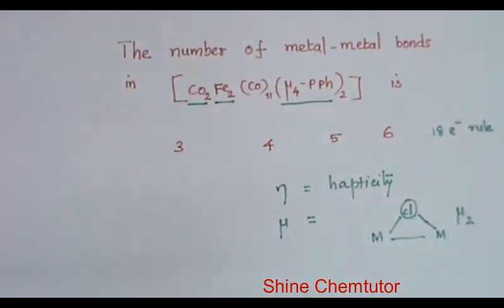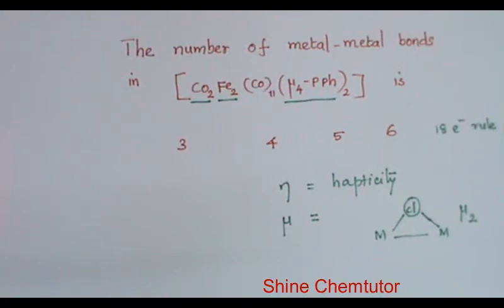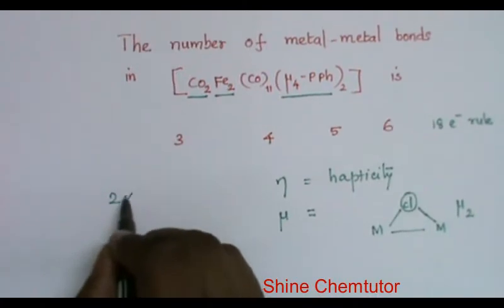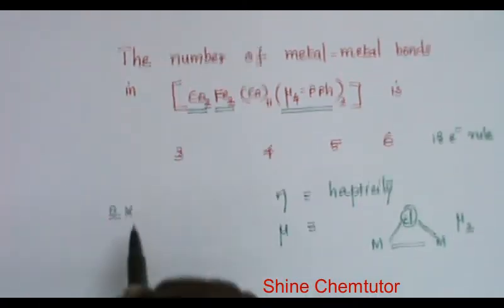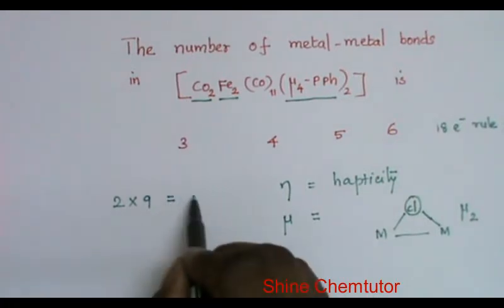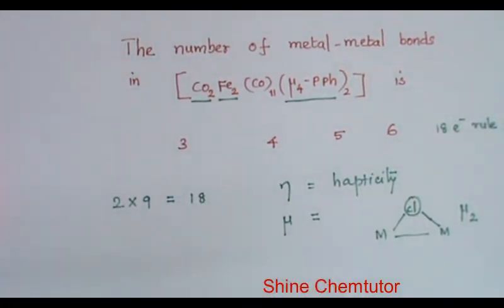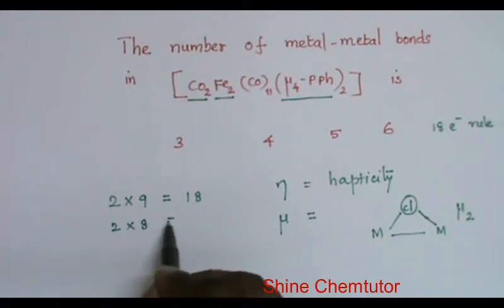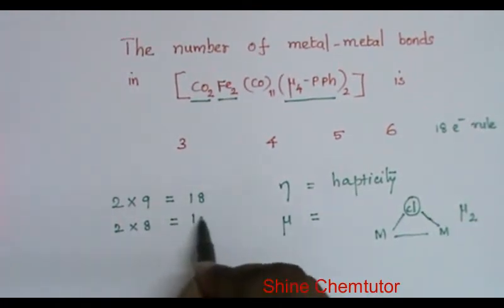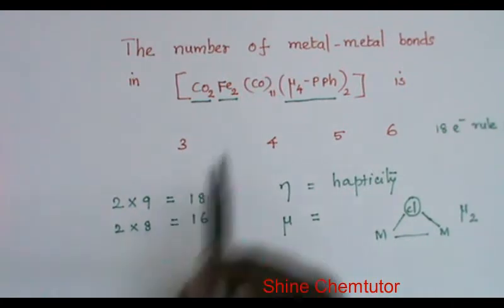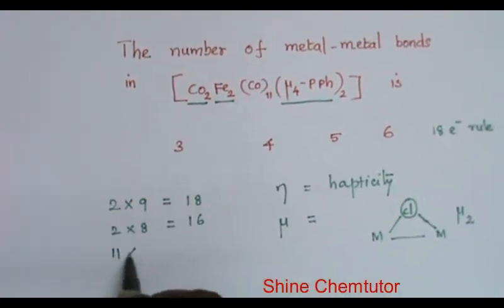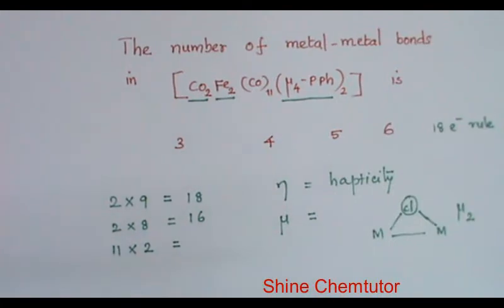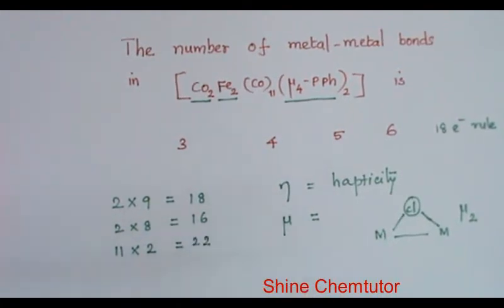Now to predict the number of metal-metal bonds, I go for the electron count. There are 2 cobalt atoms. Each cobalt atom gives 9 electrons, so there will be 18 electrons from cobalt. There are 2 iron atoms. Each gives 8 electrons, so we get 16. There are 11 carbonyls. Each carbonyl gives 2 electrons, so in total there will be 22.